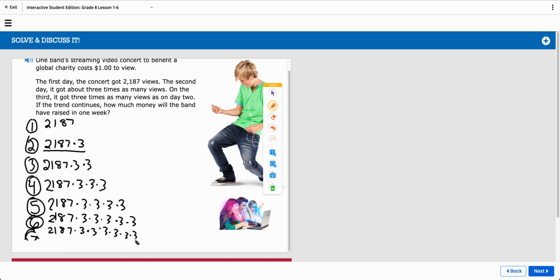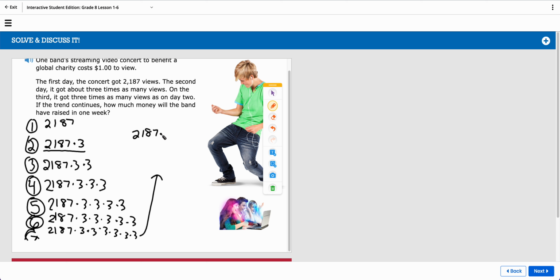Man, if only there was an easier way to write that. Are you sure? How would we write it in a simpler way? With a power. Okay, we can take this one, and I'm going to put it up here where it's easier to write. I've got more room, and I can write it as 2,187 times what? How many 3s are there? Six.